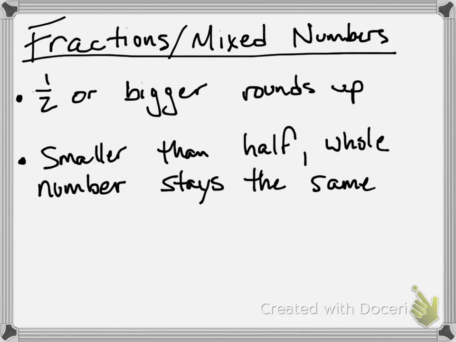Now we'll look at a couple examples that involve fractions and mixed numbers. We also have a rule here that if the fraction is 1/2 or any bigger than 1/2, it's going to round up. And if our fraction is smaller than 1/2, then the whole number is going to stay the same. The challenge here is figuring out whether or not the fraction is bigger than 1/2 or not. So let's look at a couple examples.